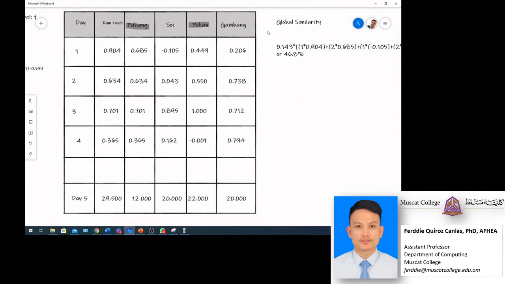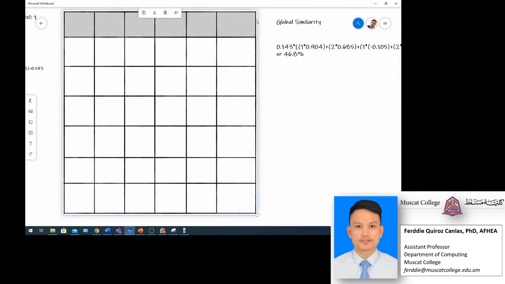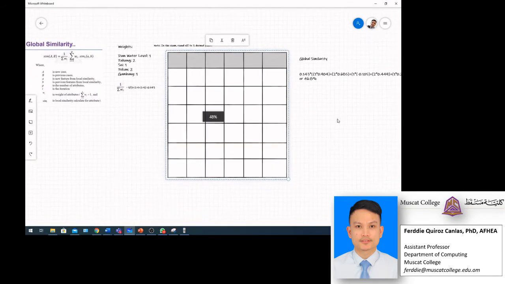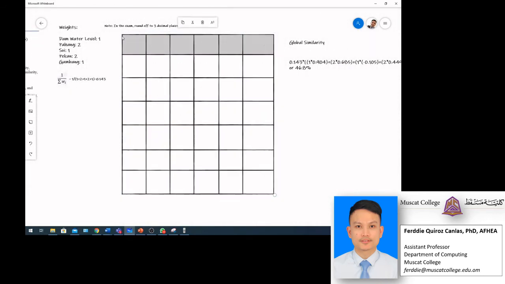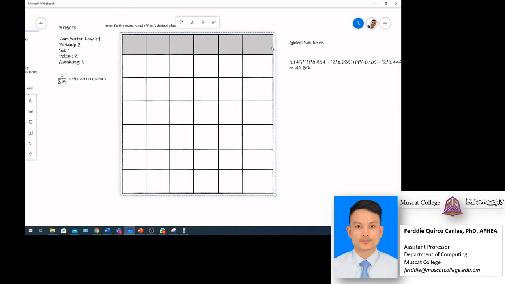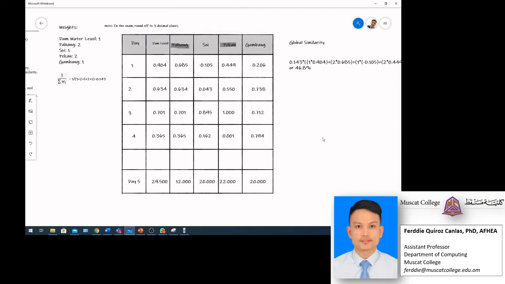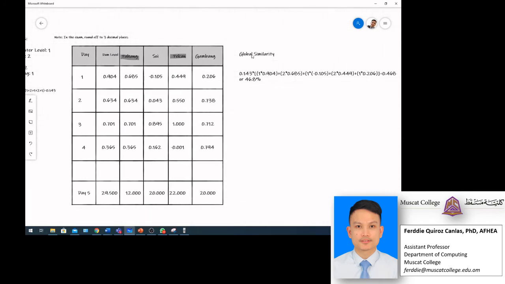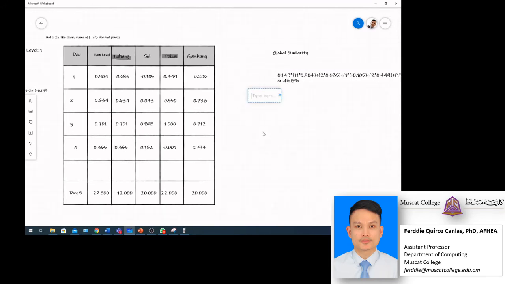Let me add one additional row here. How could I add a new row here? Okay, I cannot add a new row. We just have to move this somewhere here. Day 1 is what? Open or close? I don't know. Let me write in here decision.